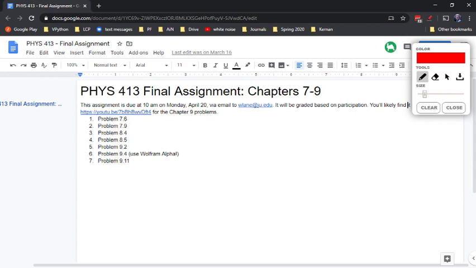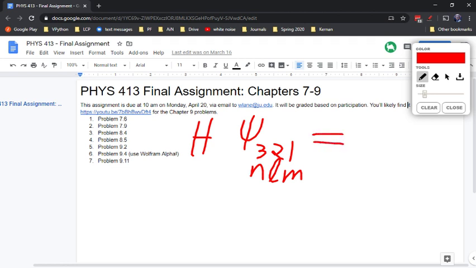8.5 is the other one that we're going to have you do. And that says, by direct application of the differential operators, verify that the state 321 is an eigenstate of H, L squared, and Lz, and determine the corresponding eigenvalues. So you've got the state psi 321. So again, that's n equals 3, l equals 2, m equals 1. They want you to show that it's an eigenstate of H. So in other words, you have to act on it with H and show that you get out an eigenvalue times the same thing, psi 321.